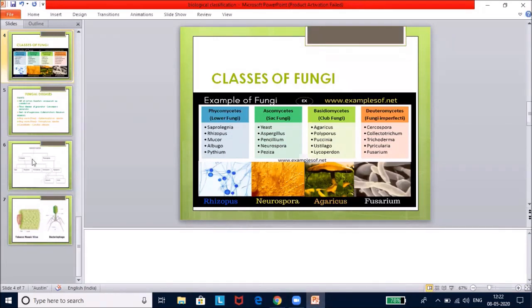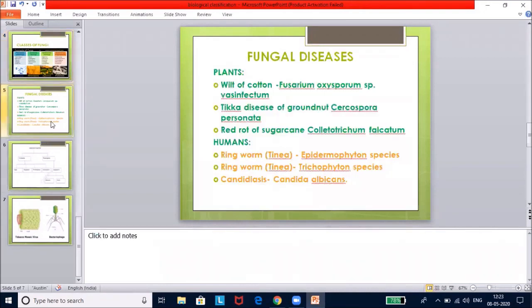Fungal diseases. These diseases are important. Please make a note. Wilt of cotton in plants is caused by Fusarium oxysporum species vasinfectum. Tikka disease is caused by Cercospora personata. They have asked this many times. And red rot of sugarcane, Colletotrichum falcatum. In humans, you have ringworm of Epidermophyton species and ringworms of Trichophyton species. Candidiasis is caused by Candida albicans or Albugo candida. Both are the same.